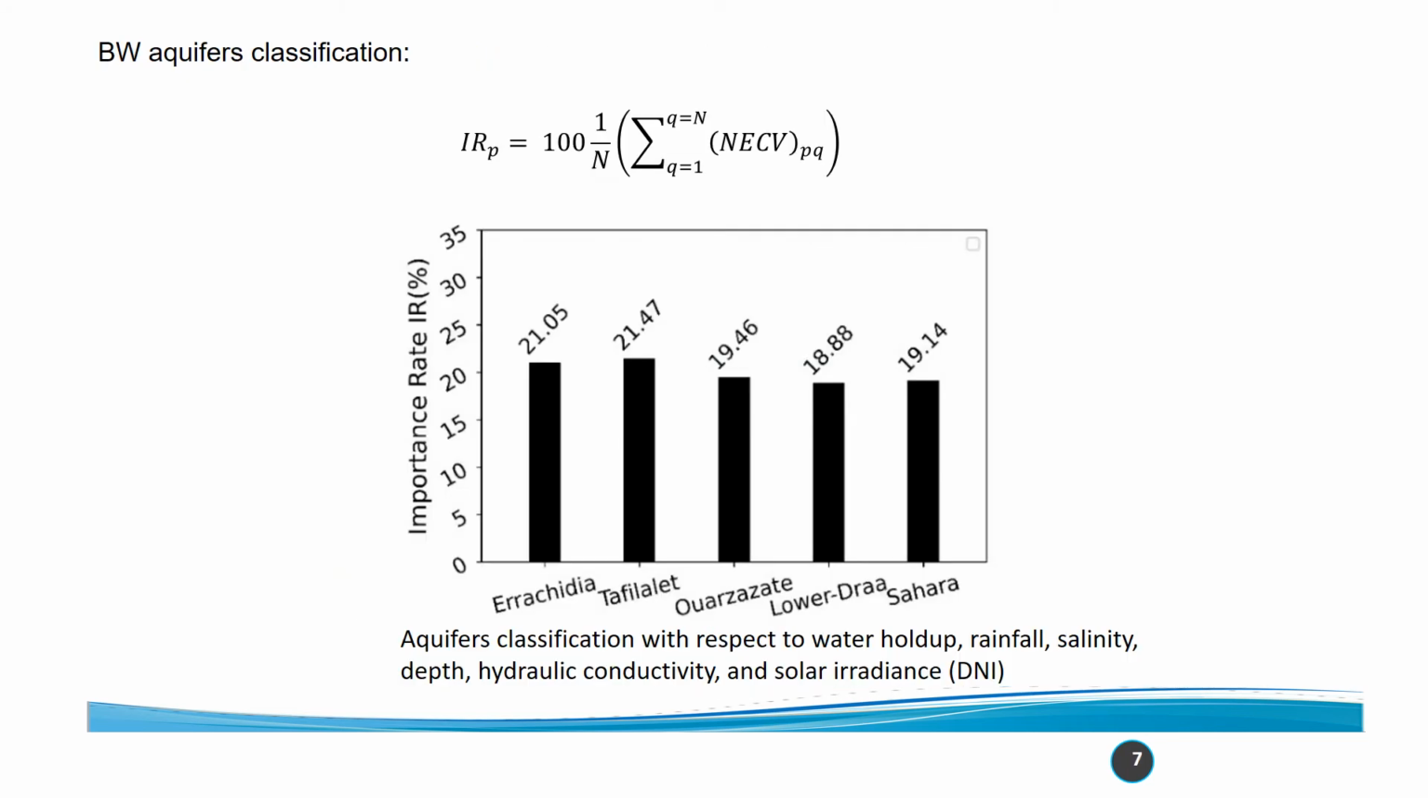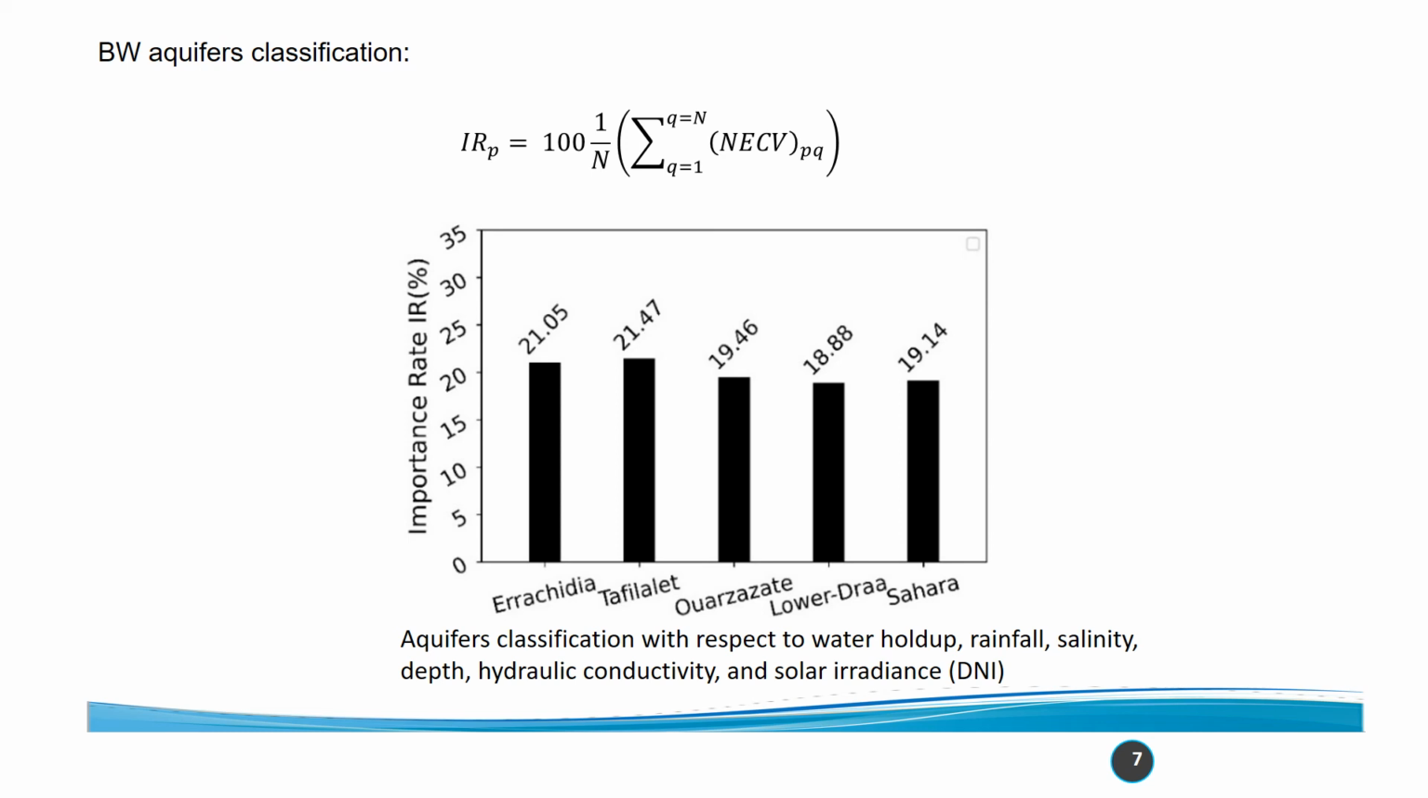To classify the considered aquifers according to their importance with regard to the entire set of criteria, an importance rate indicator is established. Based on this indicator, the Tafilalet aquifer is considered to be the most interesting, followed by Errachidia and Warzazat. These aquifers are demonstrated to be suitable due to their important brackish water holdup and moderated salinity and water table depth. Additionally, the solar irradiance of the region where they are located is very promising for thermal desalination plants.